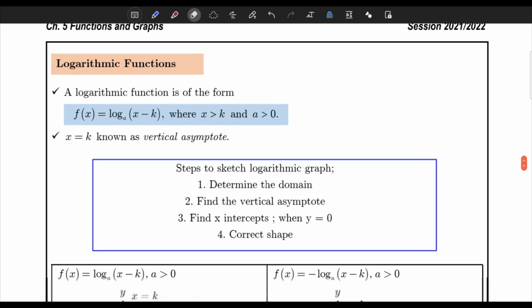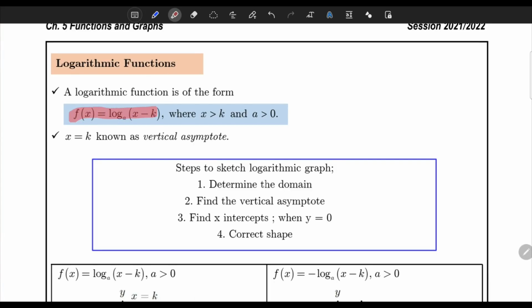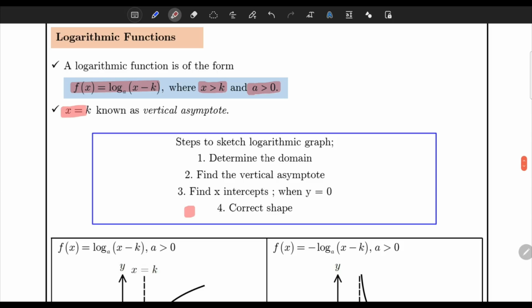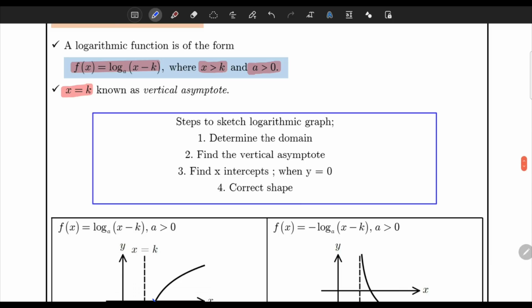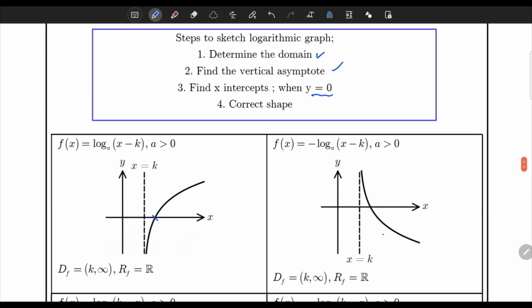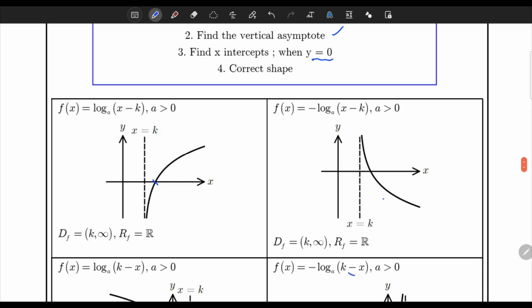Logarithmic functions. A logarithmic function is of the form f(x) equals log of (x minus k), base a, where x is greater than k and a is greater than 0. So x equals k is known as the vertical asymptote. Steps to sketch a logarithmic graph: determine the domain, find the vertical asymptote, find the x-intercept when y is 0, and then the correct shape. Alright, f(x) equals log of (x minus k).